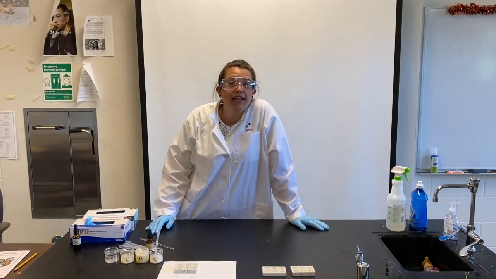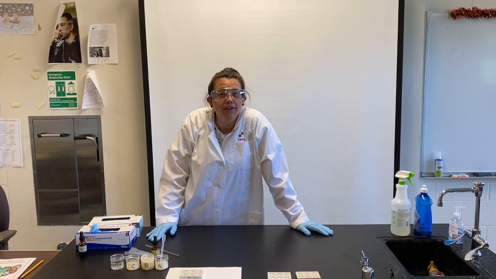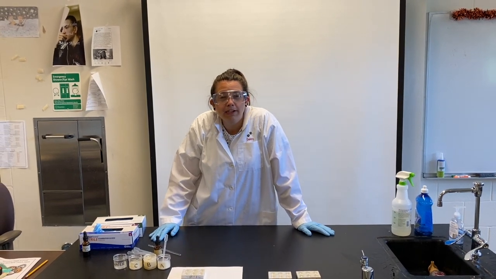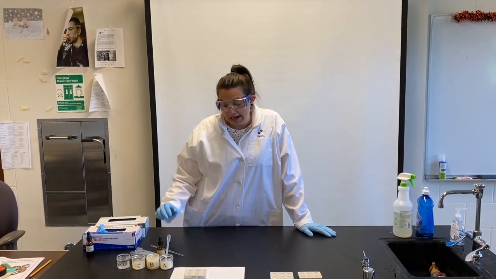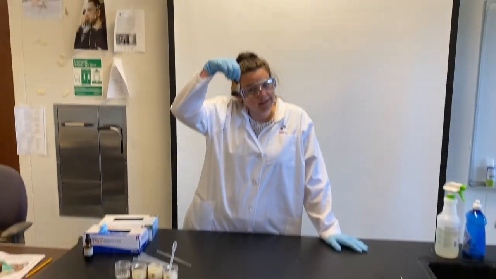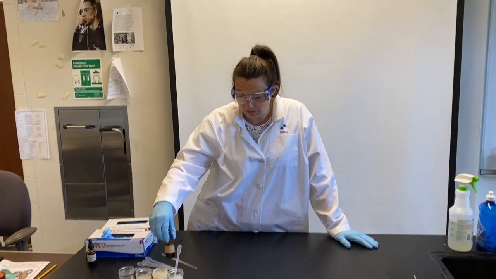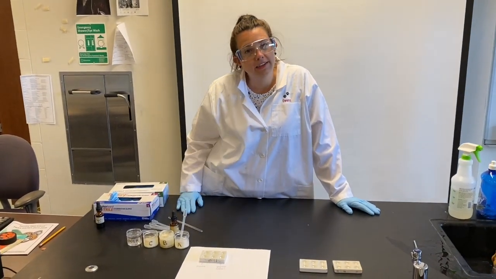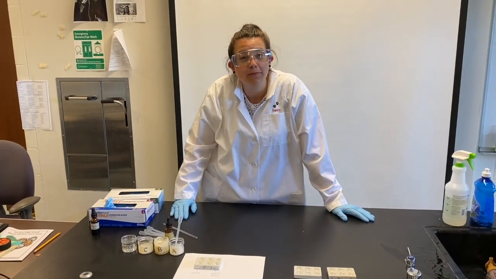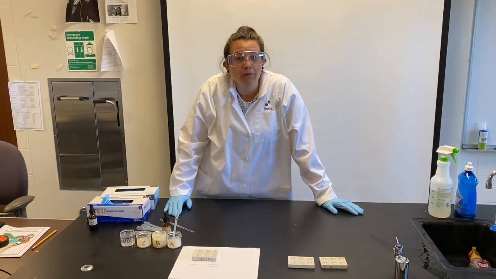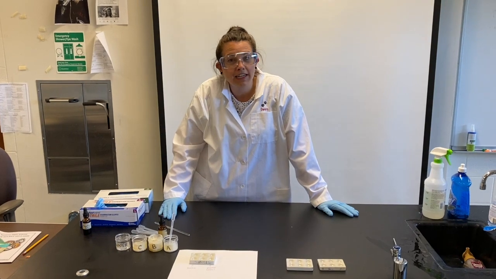So we're going to test for carbohydrates. Carbohydrates are made up of monosaccharides, and they provide you with short-term energy. The way you do a carbohydrate test is to use iodine. When you drop the iodine on and it turns black, that means it's positive for carbohydrates. If it remains an amber color, that means it is negative for carbohydrates.